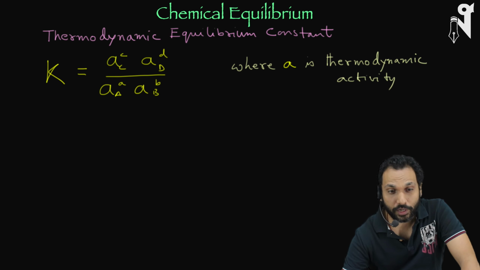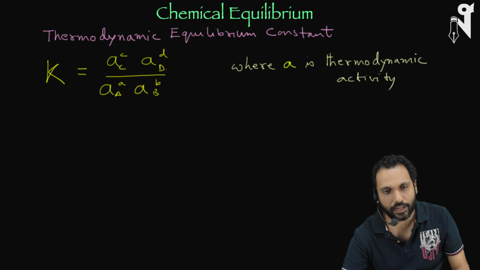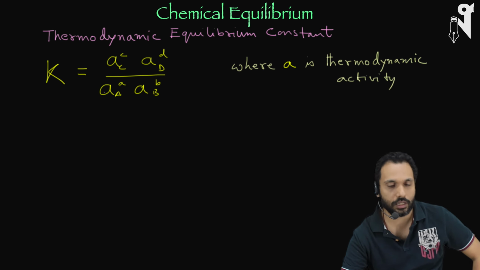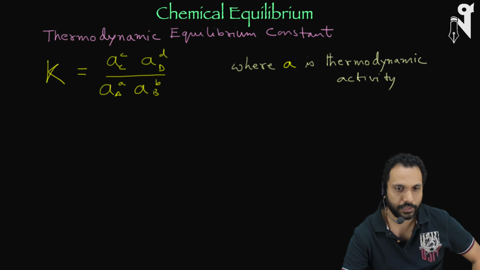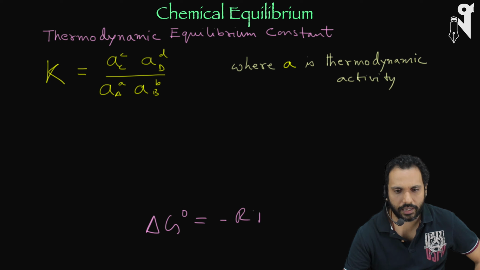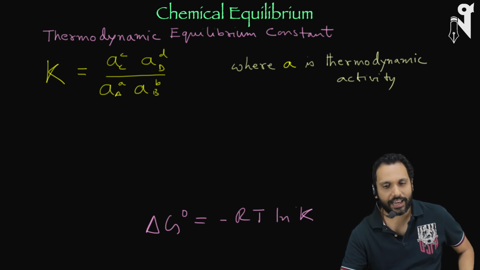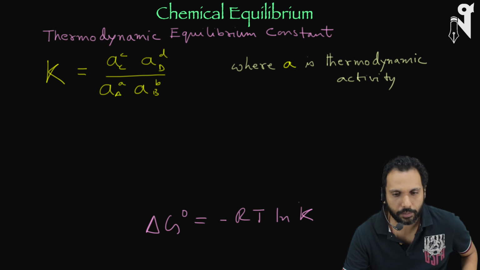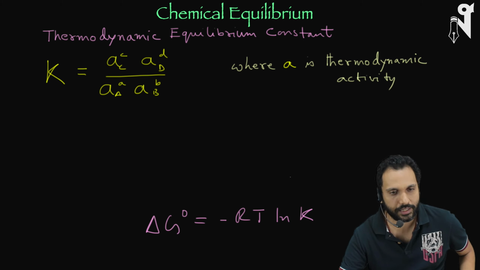When we report in terms of activity, it would be the actual K value, the thermodynamic equilibrium constant, and it would be a unitless quantity. That again you need to know, because K is going to figure in the formula of your Gibbs free energy as minus RT ln K. So what is this K? This K needs to be a unitless quantity because it is in log, and yes, K is unitless.